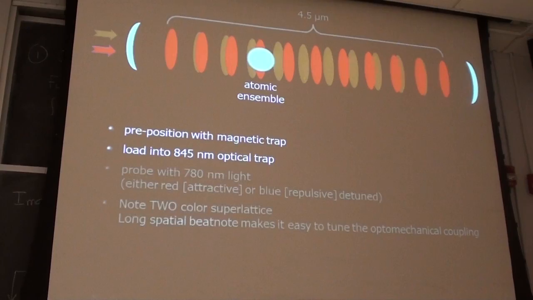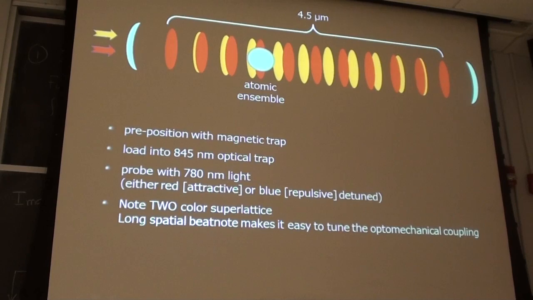Then we come along and we probe the atomic motion with another mode of light, which is also resonant with the cavity, but is now fairly close to the atomic transition. Let's say between 5 and 100 gigahertz detuned from the atomic transition.